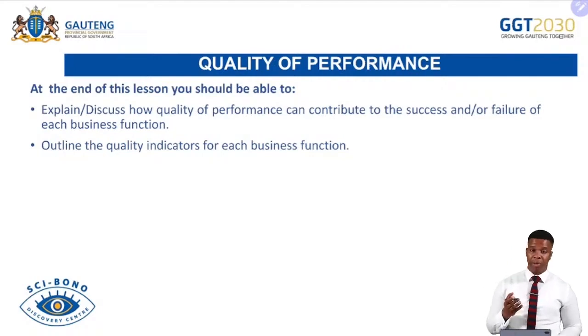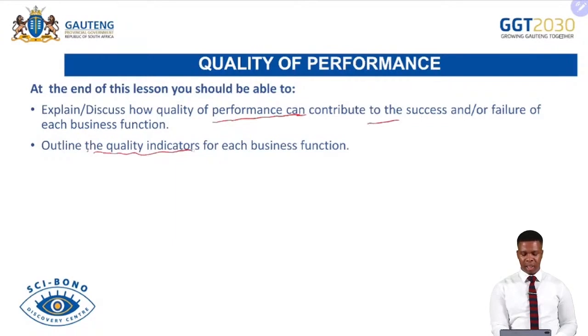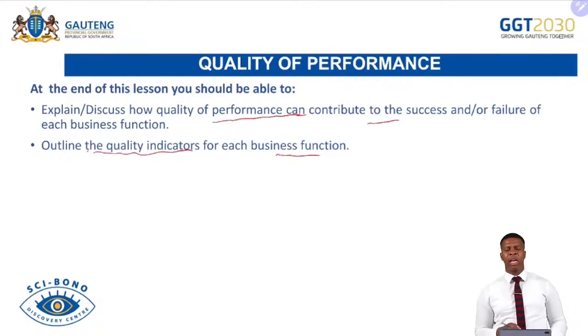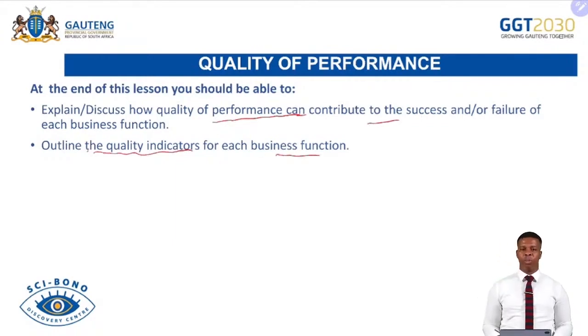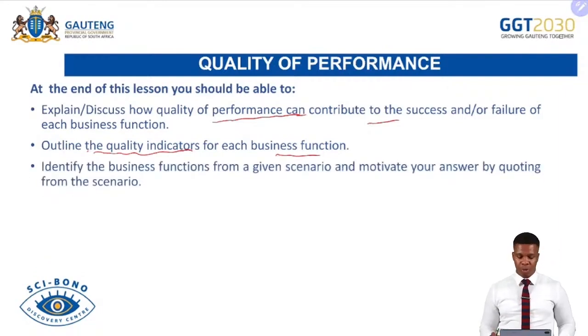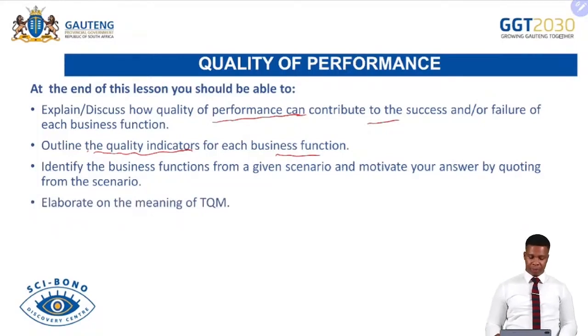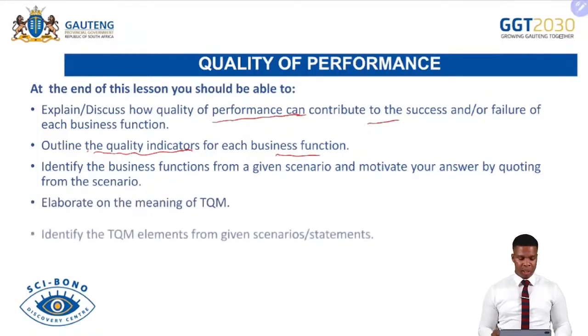And another phrasing of such a question, it can differ. They can sometimes say, explain how the function contributes to the success of the business, but sometimes they can say, outline the quality indicators for each business function. You should know that the same answers would be applicable whether the question comes as how each function contributes to the success or outline the quality indicators of each function. You should also know how to identify a business function from a given scenario or statement and motivate your answer by quoting. And then you should know how to define the meaning of total quality management.